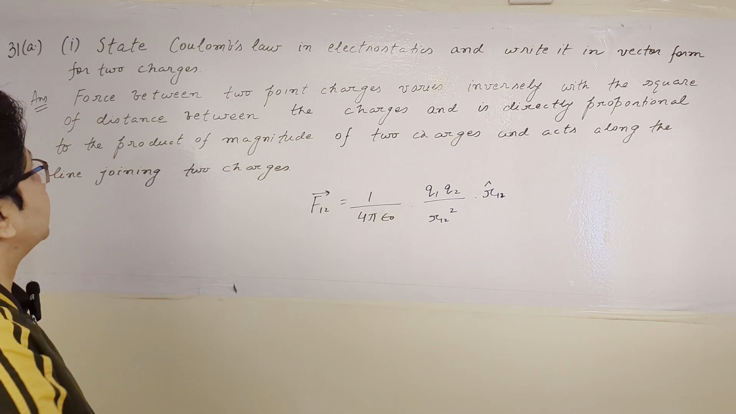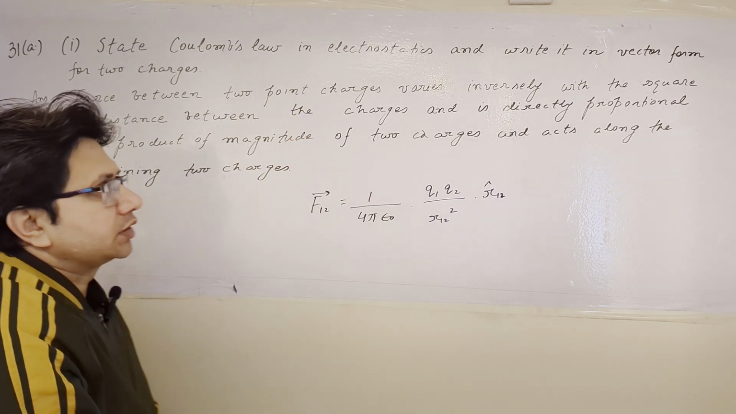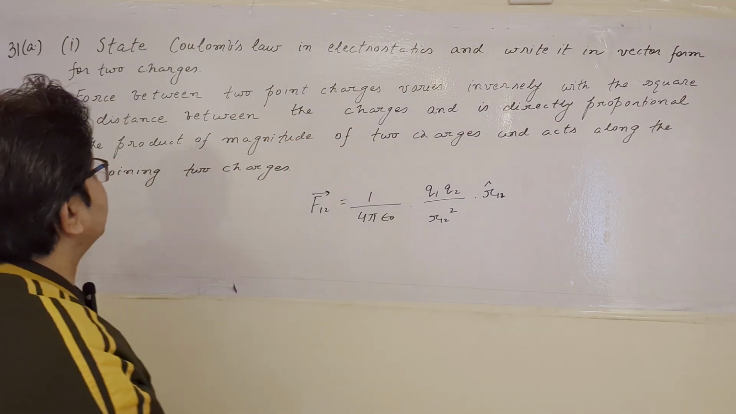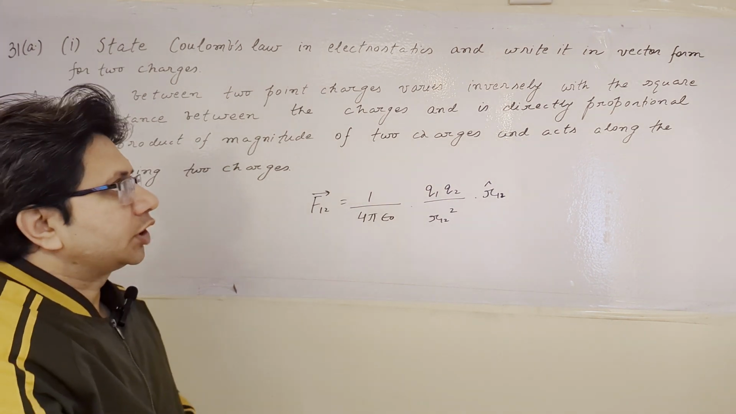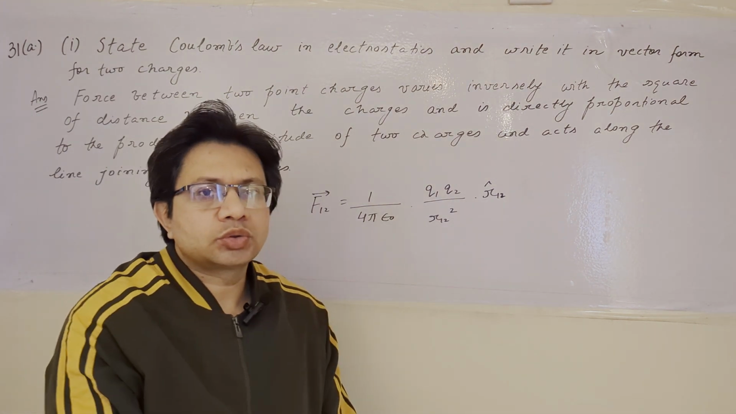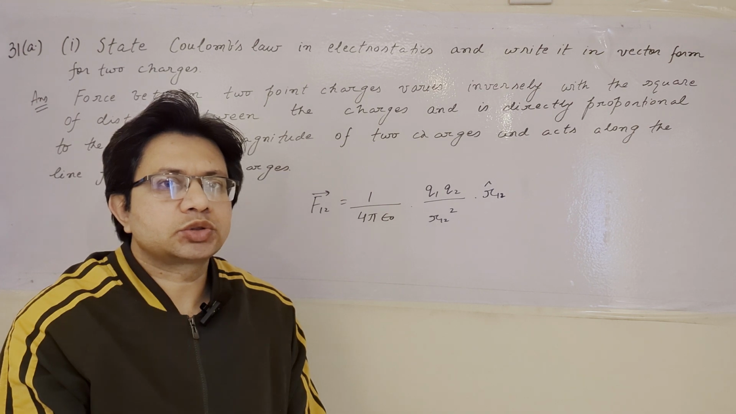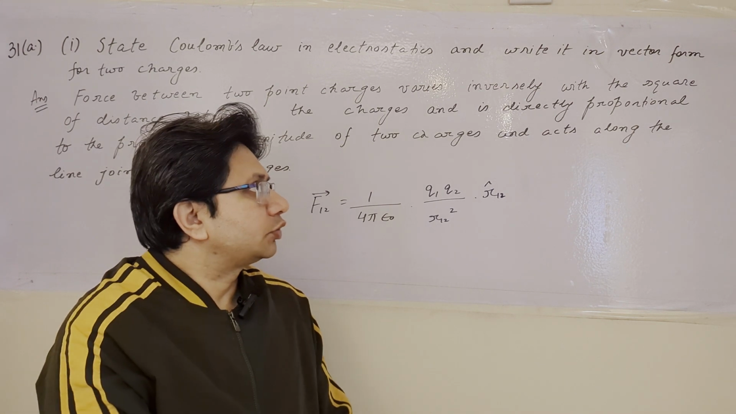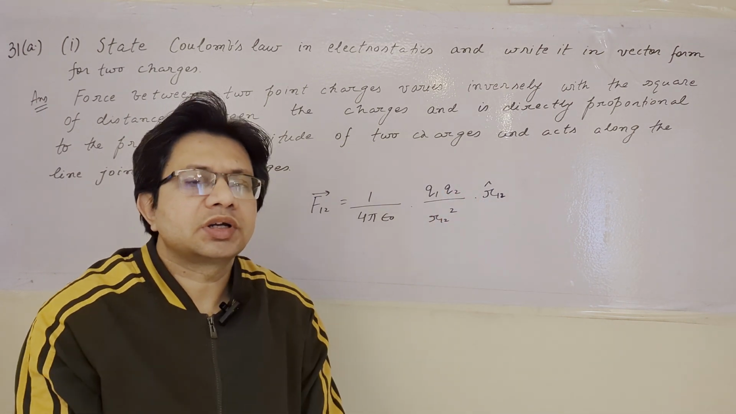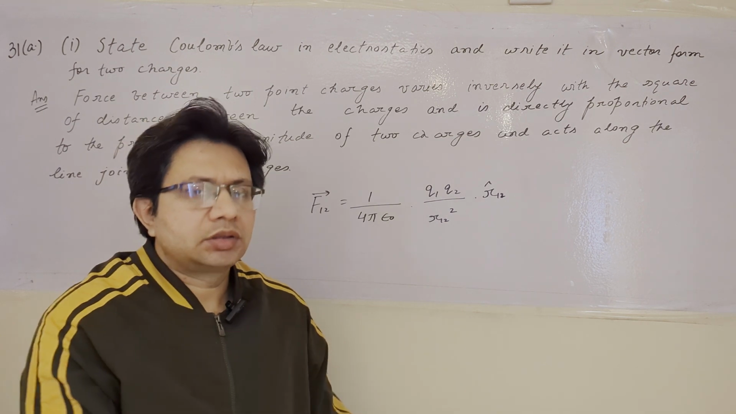The question is: state Coulomb's law in electrostatics and write it in vector form for two charges. यहाँ पे हमें कहा गया है कि Coulomb's law को हमें वेक्टर फॉर्म में लिखना है और उसको स्टेटमेंट को एक्सप्लेन करना है. We have to write down the statement of Coulomb's law as well as the formula of Coulomb's law.